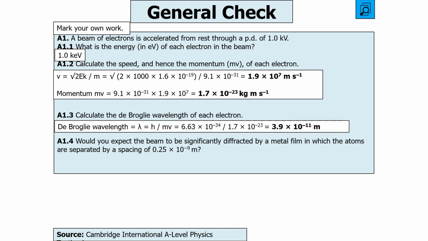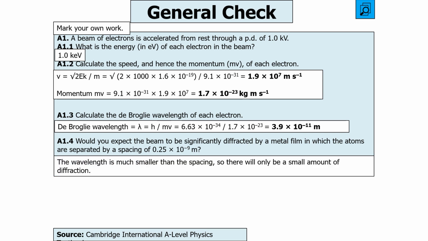Now we know the de Broglie wavelength equation, you're given this in your exam, is lambda equals h over mv, h being the Planck constant. We've just worked out the momentum, mv, before, so it's 3.9 times 10 to the minus 11 meters. Now that tells you that that's much smaller than 0.25 times 10 to the minus 9 meters. It's out by about a factor of 10, so therefore it's much smaller than the spacing, so there'll only be a small amount of diffraction.